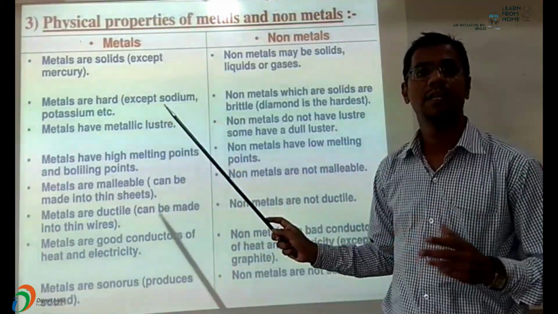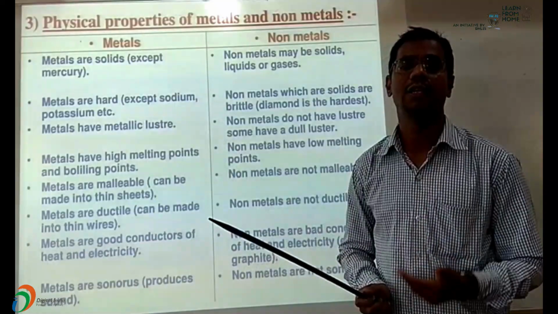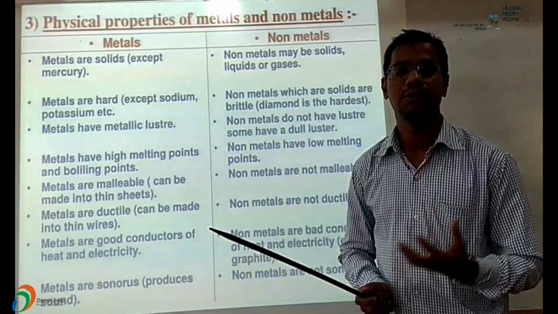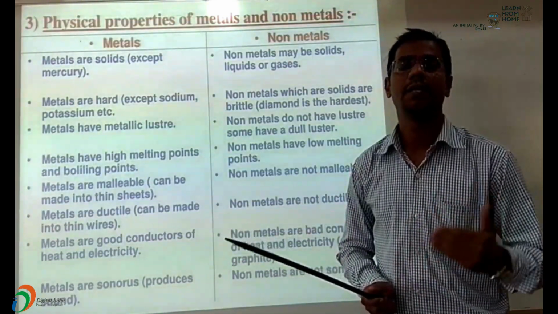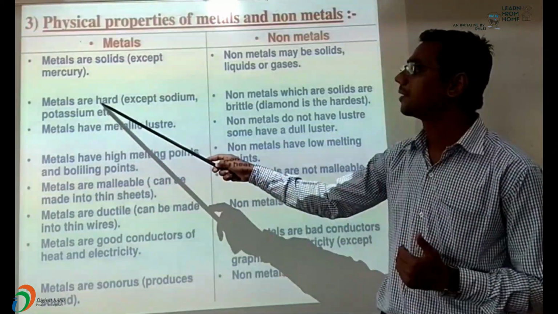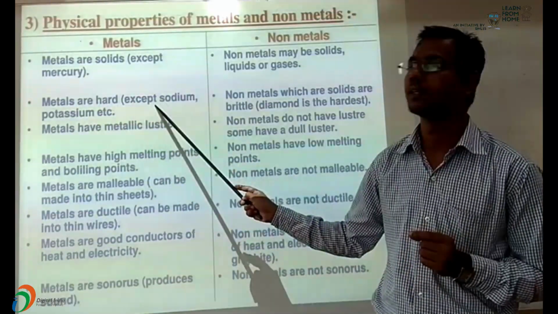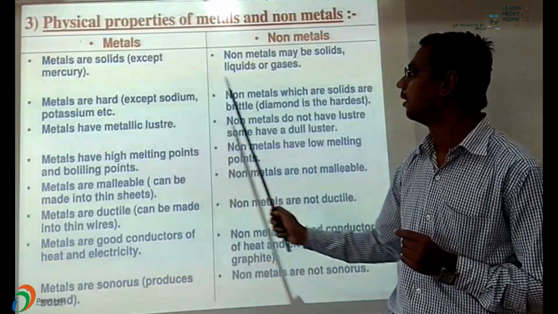So this part is very important for your next class, in class 9th, in class 10. So that's why I am repeating this one. This is the basic of chemistry. So that's why we are repeating again and again. So metals are hard, with the exception sodium, potassium, they are very soft. They are soft, but most of the metals are hard.